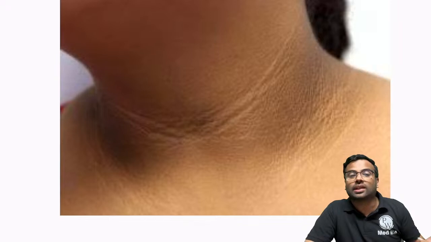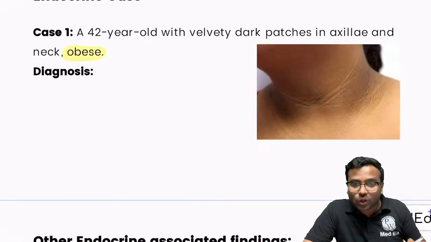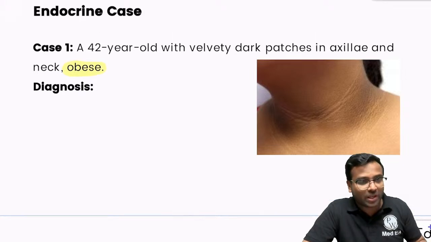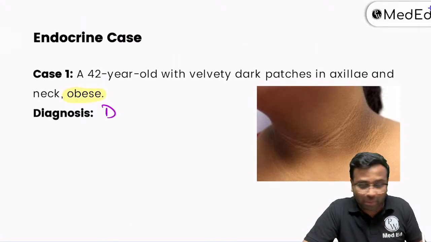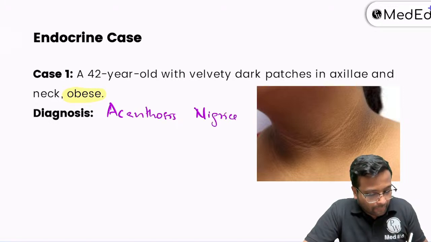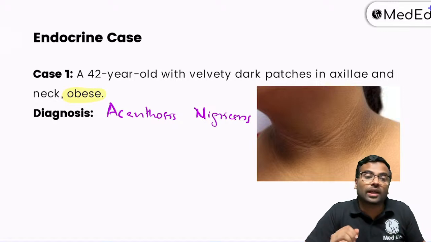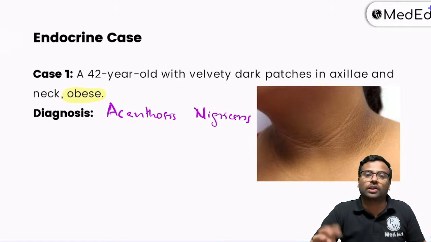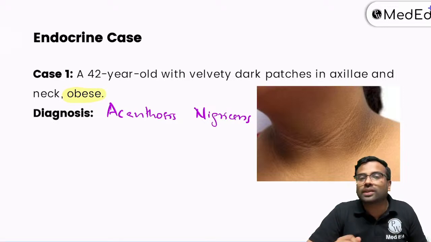Now, what is the diagnosis here? This is going to be a pretty easy case for you. Here the diagnosis should be diabetes mellitus. Sorry, here the diagnosis is going to be acanthosis nigricans. This is called acanthosis nigricans, where you get a velvety kind of hyperpigmentation over the body folds as well as over the neck region.